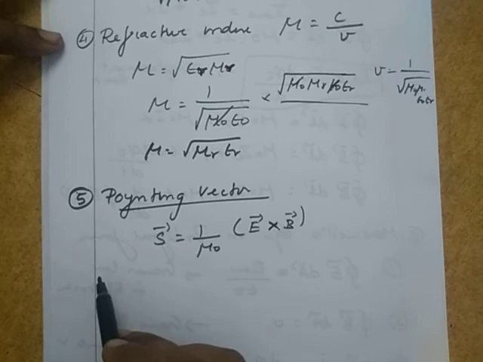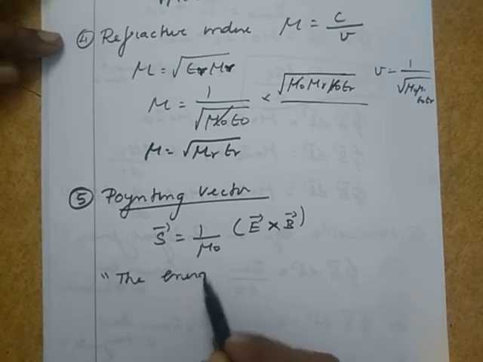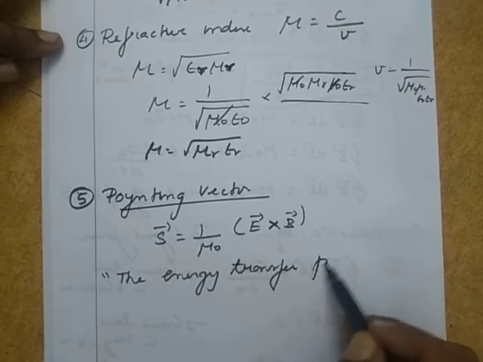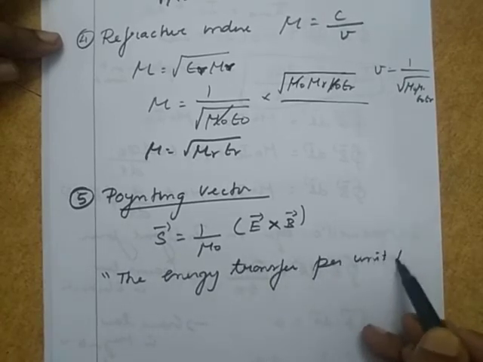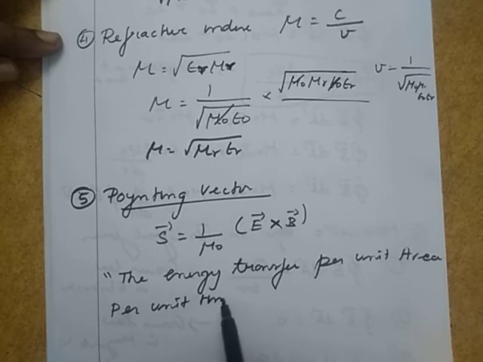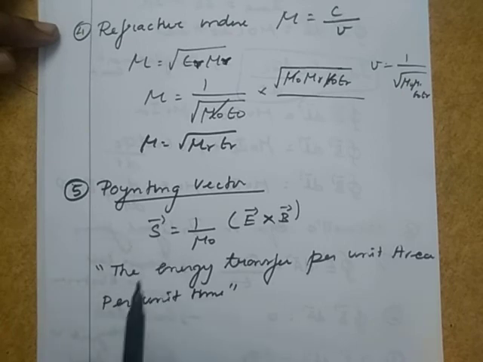The Poynting vector is the energy transfer per unit area per unit time. This is known as the Poynting vector. Using this Poynting vector we can find the direction of propagation of the electromagnetic waves.